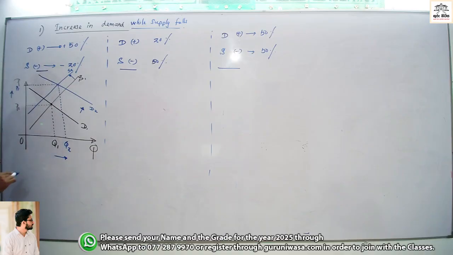Then we can say equilibrium price rises and equilibrium quantity also rises. So, second diagram.